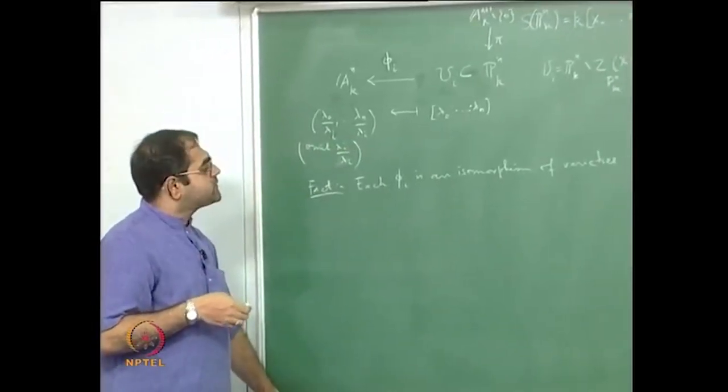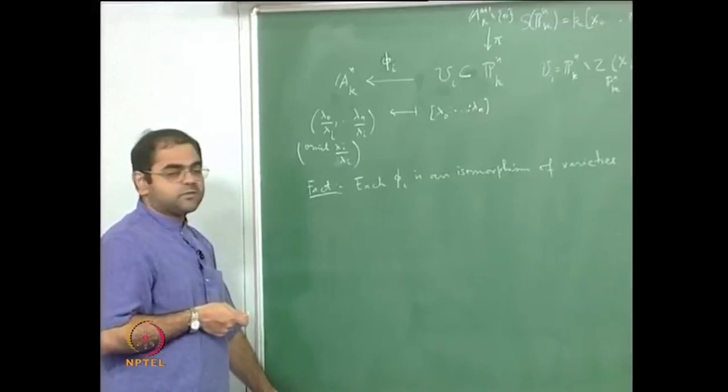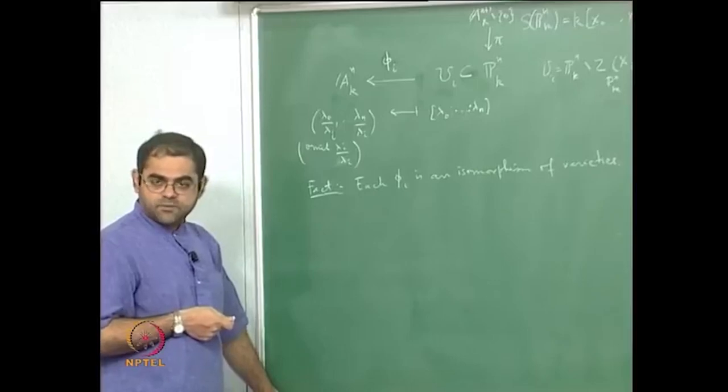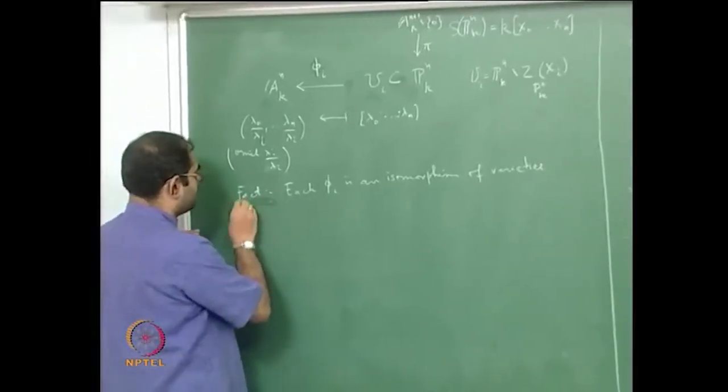And how does one do this? You'll have to show that phi is a morphism. You have to show that phi inverse is a morphism. So let me do that properly.